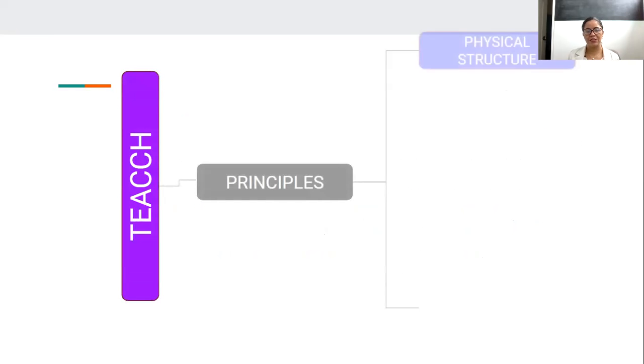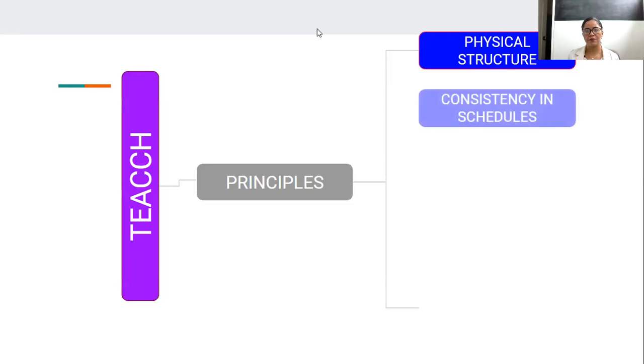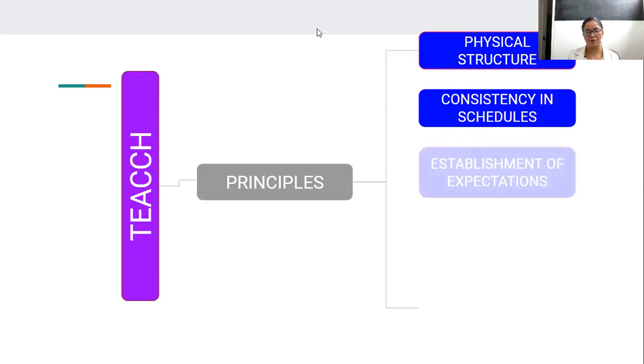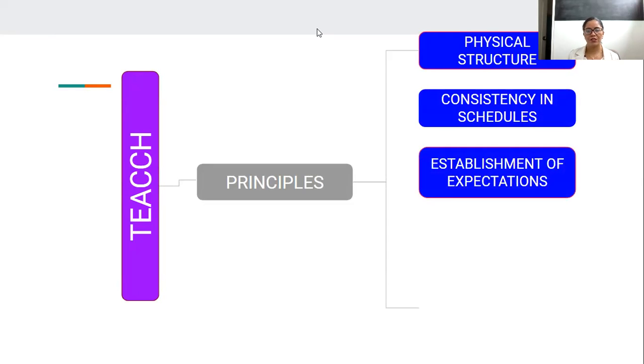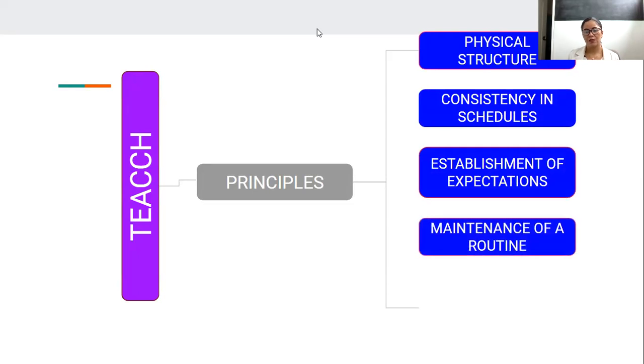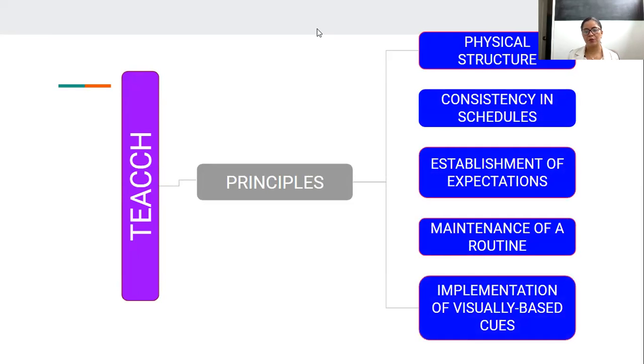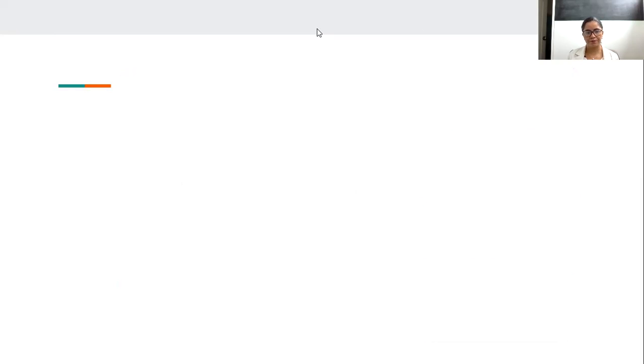So let's have a look at the principles which underline this method. First of all, we can talk about the physical structure of the classroom. Secondly, consistency in schedules. After that, we're going to talk about the establishment of expectations, then maintenance of routine, and finally, implementation of visually based cues. So let's have a look at each principle in more detail.